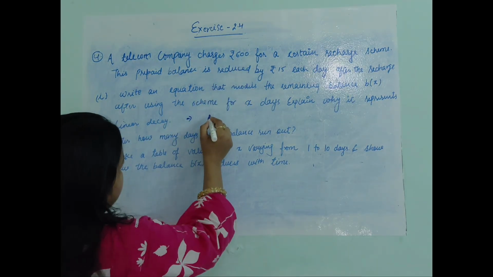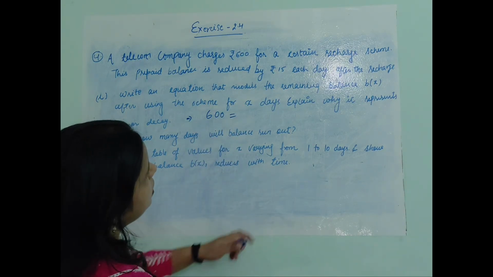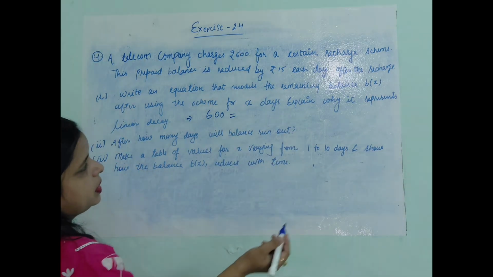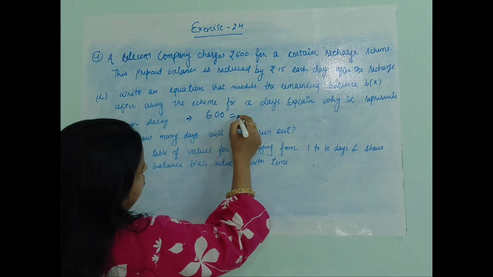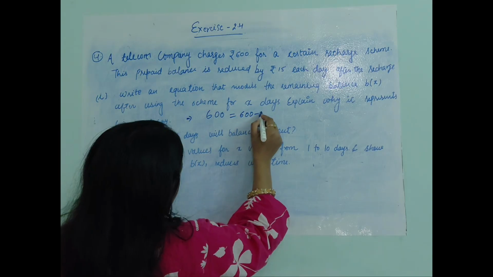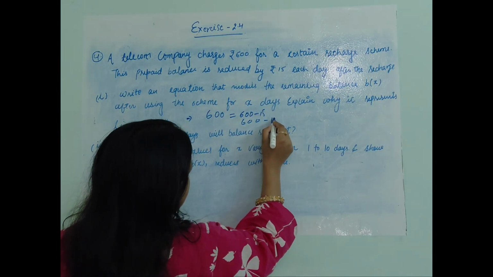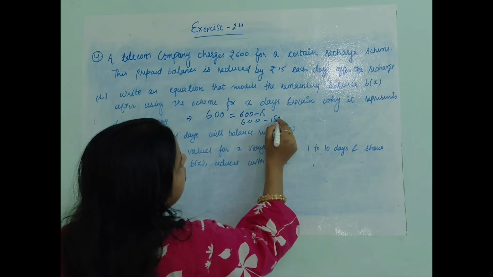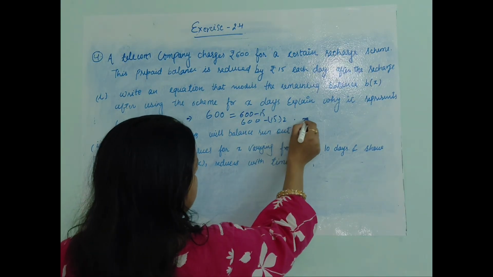Total amount is 600. Okay, and this amount is reducing by 15 rupees each day. So 600 minus 15 on the first day, 600 minus 15 into 2 on the next day, and so on.